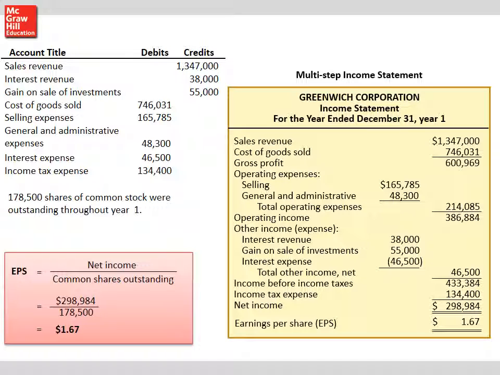It's called that because we prepare it in steps. We list two accounts. We subtract one account from the other to get our first calculation, gross profit. We then subtract our operating expenses to get our second calculation, operating income. We then add or subtract our other income and expense items to get income before income taxes. Then we subtract income taxes to get net income.